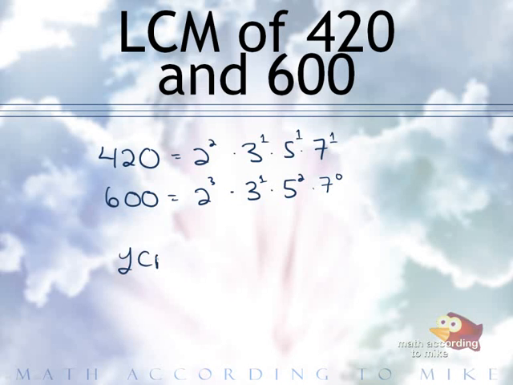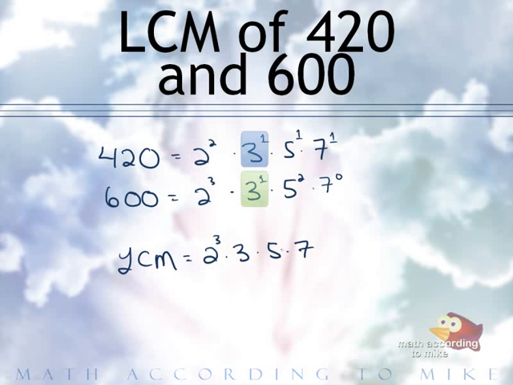So the LCM is going to come from any primes that are listed. You take the highest exponent. So notice the primes that we have listed are 2, 3, 5, and 7. For the 2's, we have a 2 squared and a 2 cubed. So you would say to yourself, which exponent is higher? The 3. So you're going to take the 2 to the third.